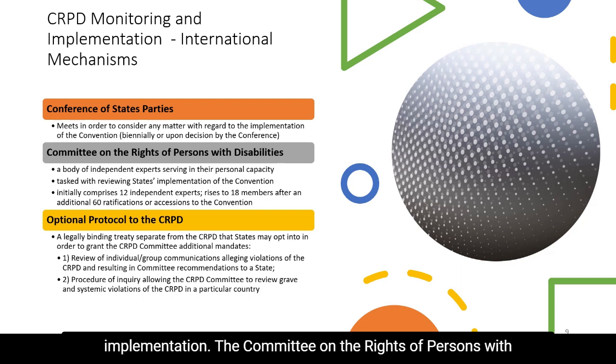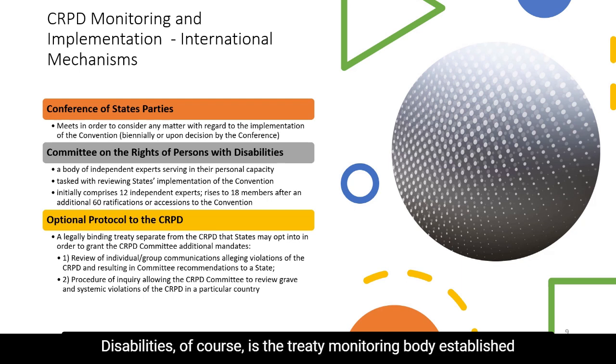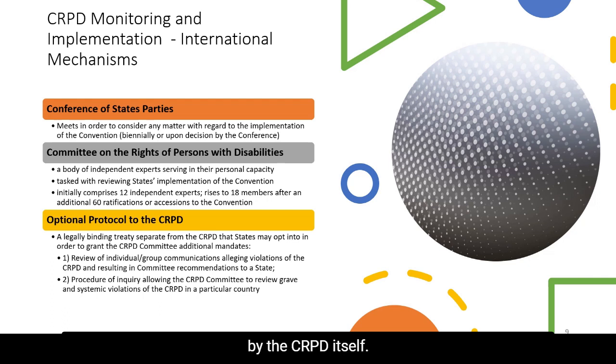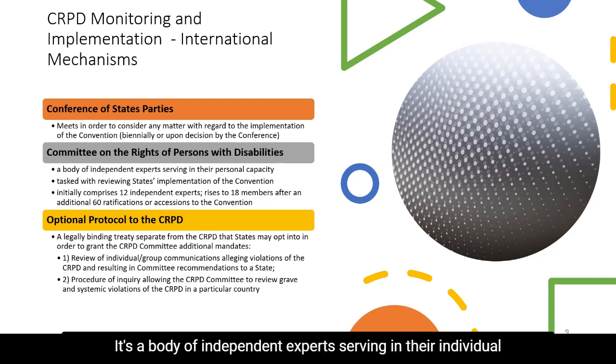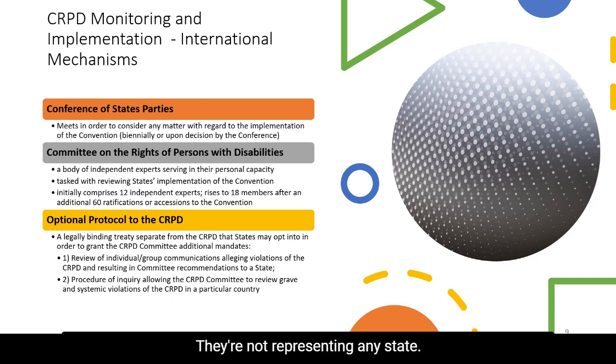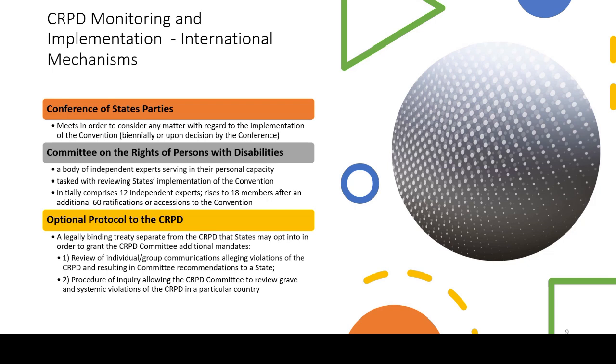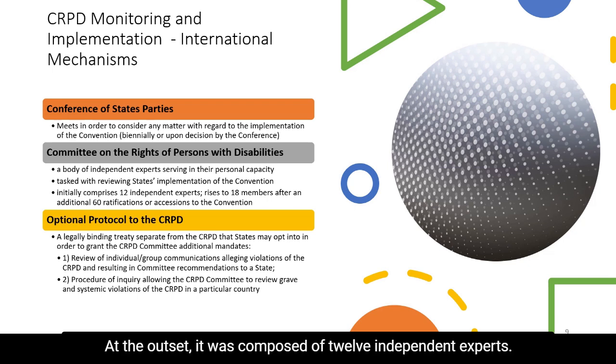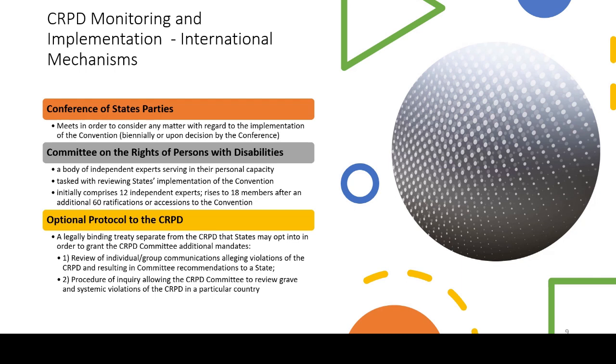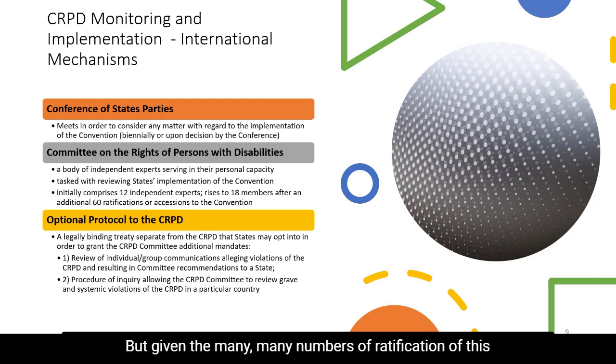The Committee on the Rights of Persons with Disabilities, of course, is the treaty monitoring body established by the CRPD itself. It's a body of independent experts serving in their individual or personal capacity. They're not representing any state. That body is tasked with reviewing states' implementation of the convention. At the outset, it was composed of 12 independent experts, but given the many, many numbers of ratification of this treaty, it has now reached its full complement of 18 members.